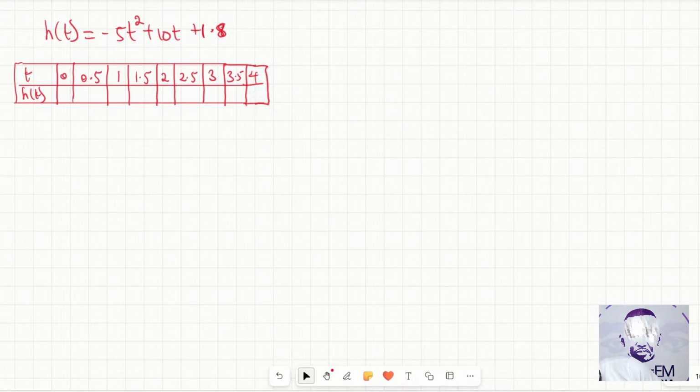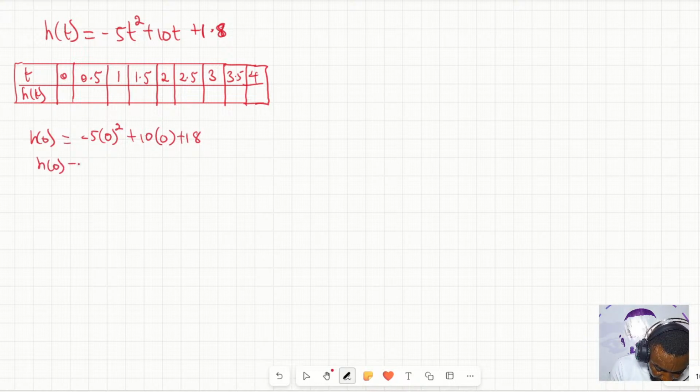As we've looked at in most of the lessons when we are finding a parabolic function, all we need to do is take h of t. So we want to find h of 0 for the first one, which implies minus 5 times 0 all squared, plus 10 times 0 plus 1.8. So h of 0 will give us 1.8, which is a positive value.